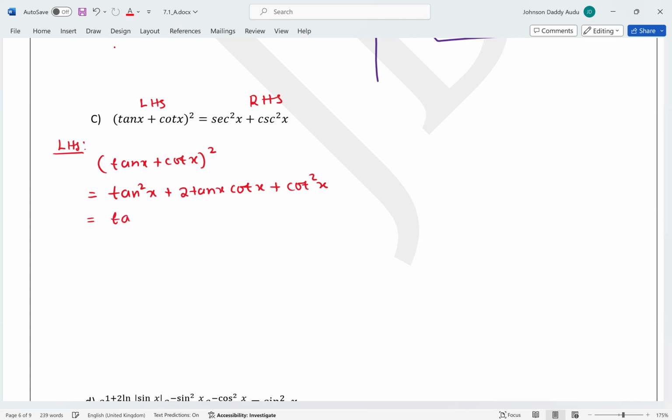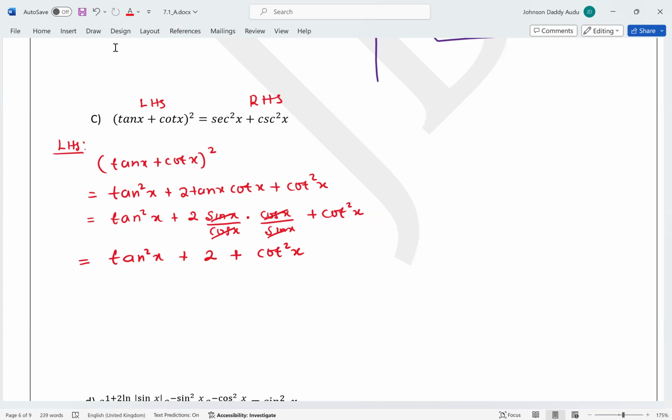But here you can see this is tan squared x plus 2 tan x cot x, which will cancel out, because tan is sine x over cosine x, multiplied by cot x, which is cosine x over sine x. Then you have cot squared x. So this will go with this. So we have tan squared x plus 2, then plus cot squared x. Correct? Yeah. So getting to this point, you have two options.